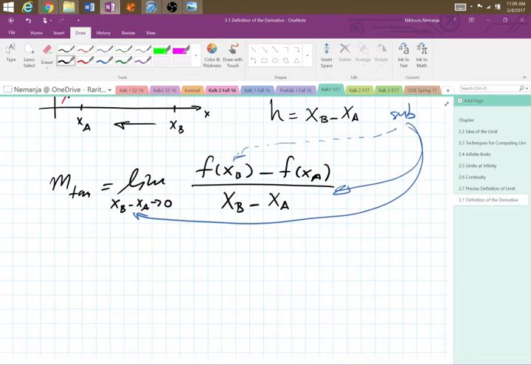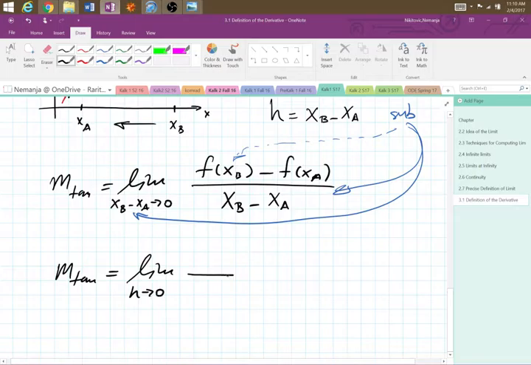Because you never know where xb is, right? It travels, it moves. So now what does m tangent look like? It looks like the limit as h goes to 0, and the denominator becomes h. Now the dashed line here is, if you solve the equation, you see that xb is xa plus h. So f of xa plus h minus f of xa.